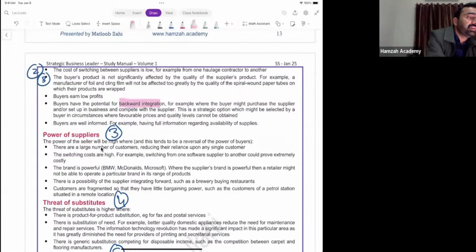One more example of backward integration is Apple. It is a very interesting example to share. With backward integration, the buyer might acquire a supplier, such as a supplier of technologies, or in the app stores, for example.